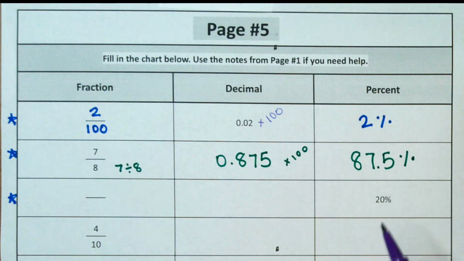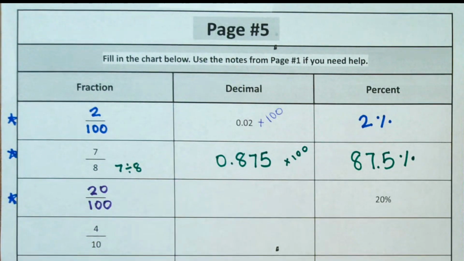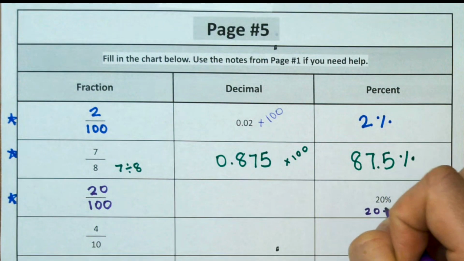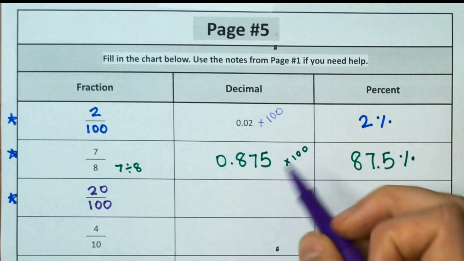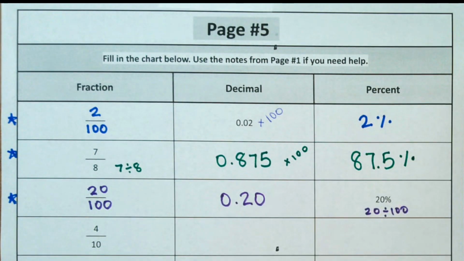On this third one, we have 20% already filled in. I know percents are always out of 100, so I can write this as 20 hundredths, or I can do 20 divided by 100 and get 20 hundredths. Go ahead and complete the rest of page 5. Come back when you're ready for page 6.